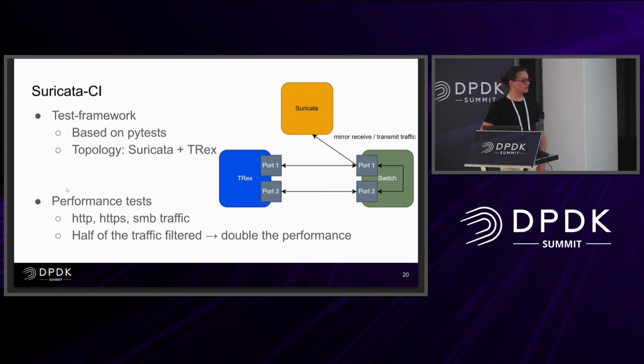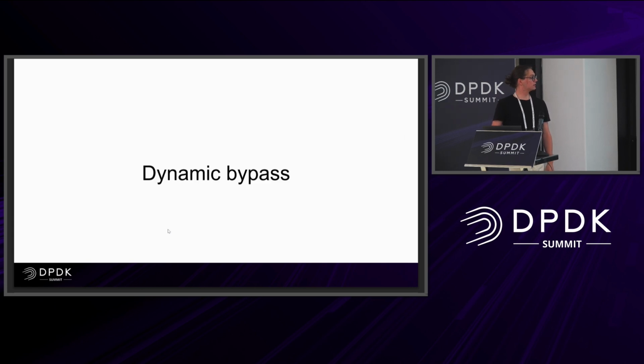We did some performance tests on this. They are still in development, but the early tests showed that on HTTP, HTTPS, and SMB traffic profiles for TRex, when we filtered half of the traffic, we doubled the performance of Suricata. So when we filtered the unwanted flows, it clearly showed that the performance of Suricata was increased. Yes, now about the dynamic bypass, the dynamic filter based on RTE flow rules.